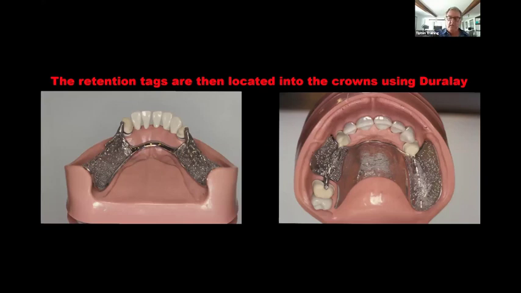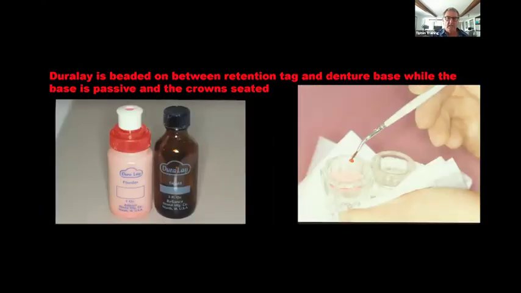Okay, those of you who have used Duralay before, it is a red acrylic. We use it with the bead-on technique. For those of you who do or do not know the bead-on technique, hugely important part of restorative dentistry, understanding the bead-on technique. Let me just walk you through it.